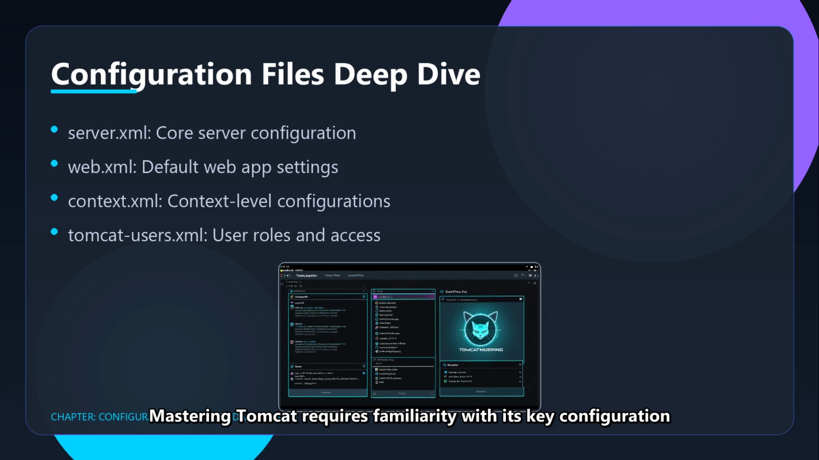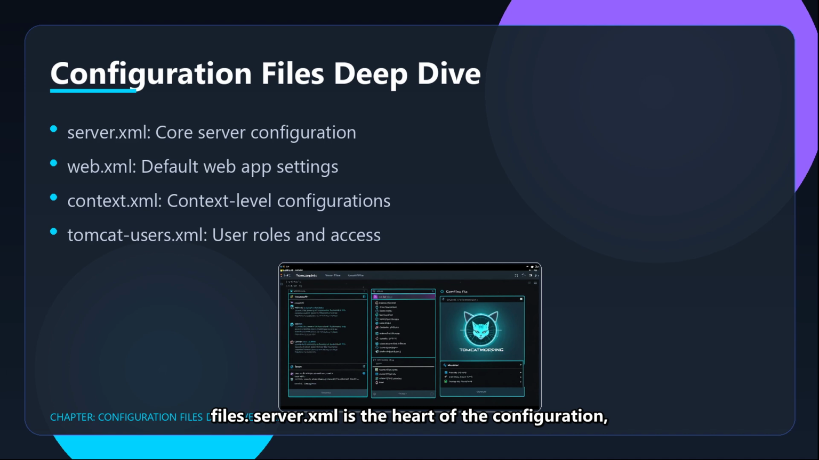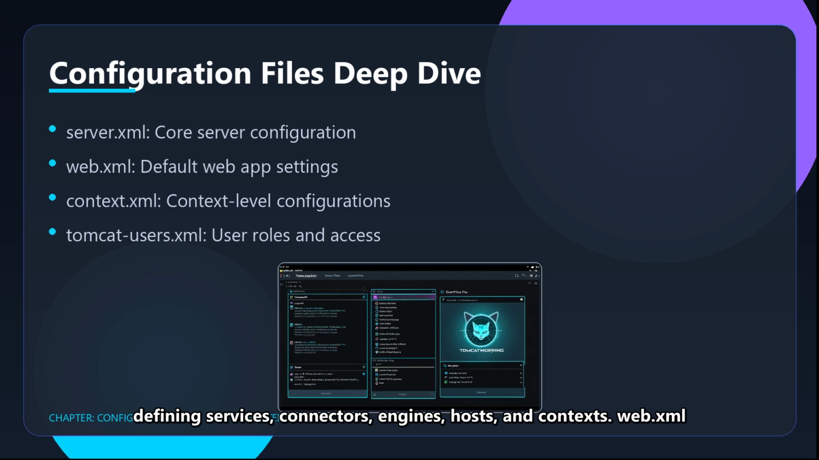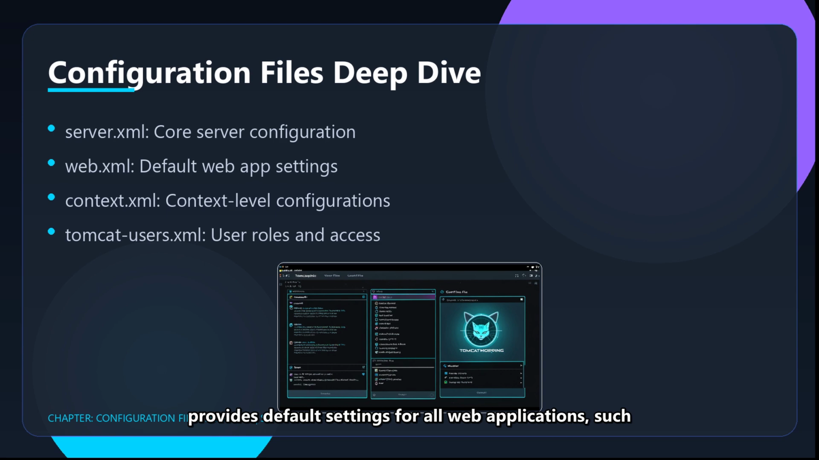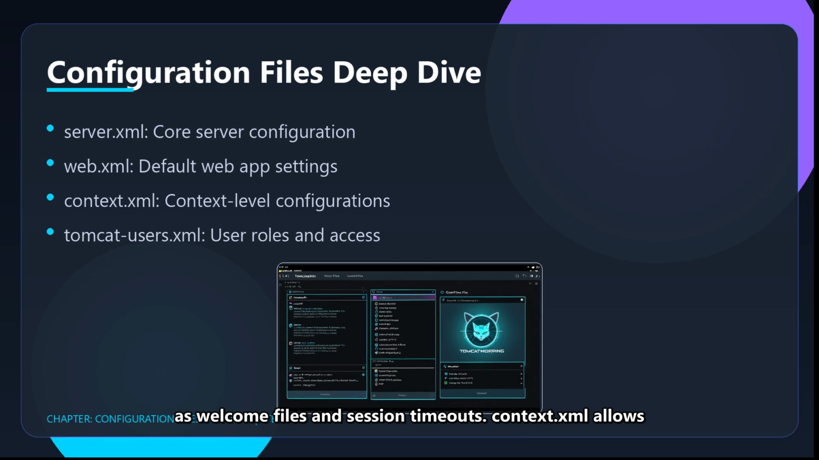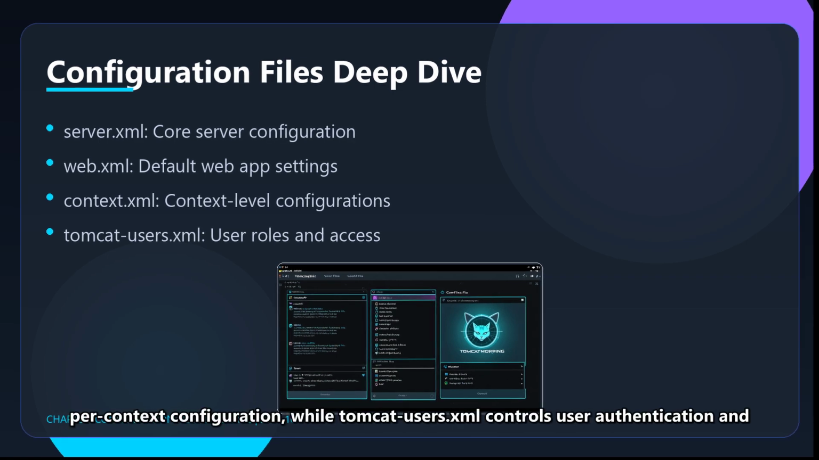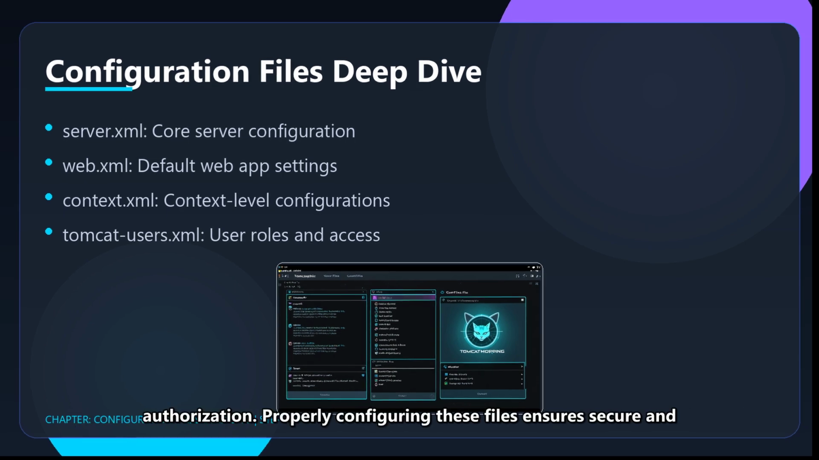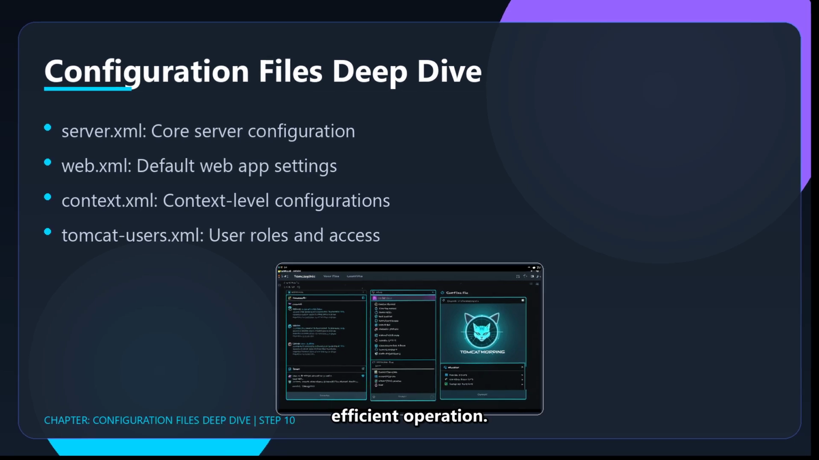Mastering Tomcat requires familiarity with its key configuration files. Server.xml is the heart of the configuration, defining services, connectors, engines, hosts, and contexts. Web.xml provides default settings for all web applications, such as welcome files and session timeouts. Context.xml allows per context configuration, while tomcat-users.xml controls user authentication and authorization. Properly configuring these files ensures secure and efficient operation.